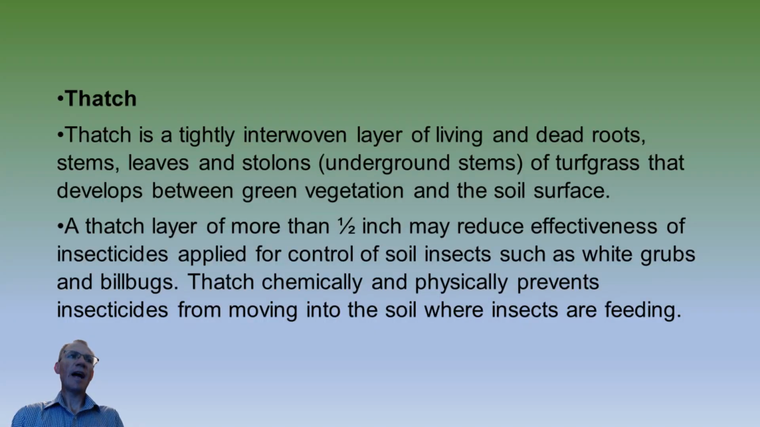Thatch. Thatch is a highly interwoven layer of living and dead roots, stems, leaves, and stolons, underground stems, of turfgrass that develops between green vegetation and the soil surface. A thatch layer of more than 1/2 inch may reduce the effectiveness of insecticides applied for control of soil insects, such as white grubs and billbugs. Thatch chemically and physically prevents insecticides from moving into the soil where insects are feeding.